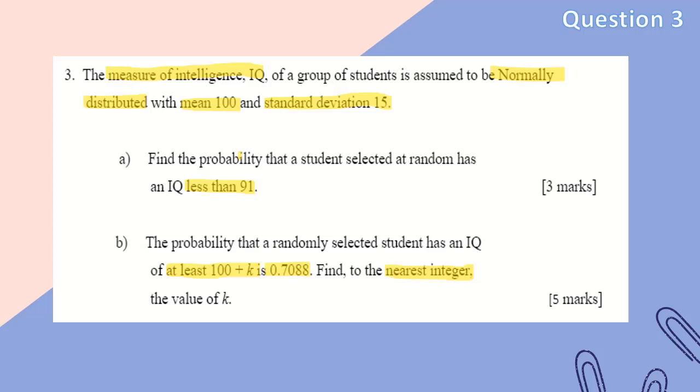Question number 3 is on normal distributions with a mean of 100 and a standard deviation of 15. In Part A, we are going to find the probability of an IQ less than 91. In Part B, we are going to find the nearest integer value of k, such that the probability of at least 100 plus k is 0.7088. The total marks for this question is 8 marks.